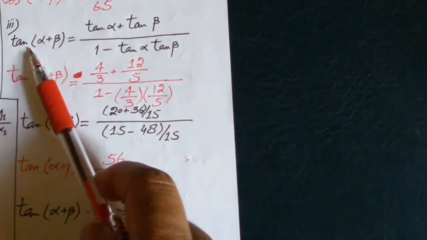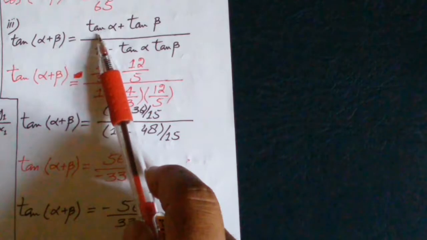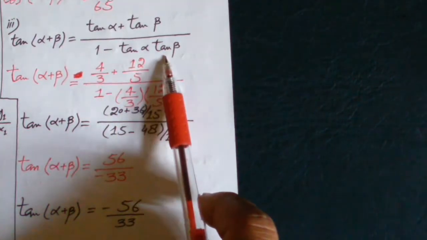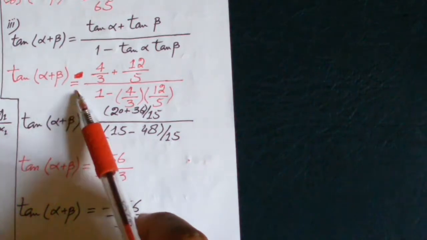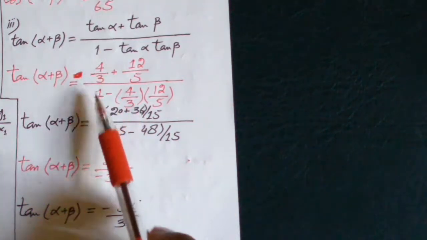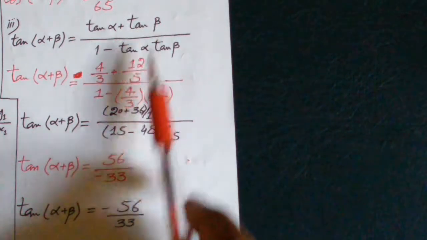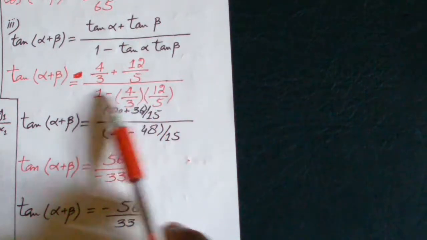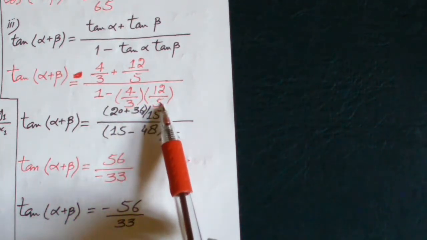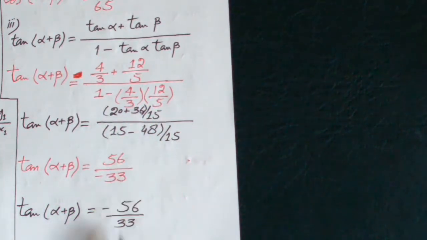The third part of this question is tangent alpha plus beta is equal to tangent alpha plus tangent beta, a whole divided by 1 minus tangent alpha tangent beta. So tangent alpha plus beta is equal to, substitute the value of tangent alpha, which is equal to 4 divided by 3, plus tangent of beta is equal to 12 divided by 5, a whole divided by 1 minus 4 divided by 3 multiplied by 12 divided by 5, and after the simplification we get tangent alpha plus beta is equal to minus 56 divided by 33.